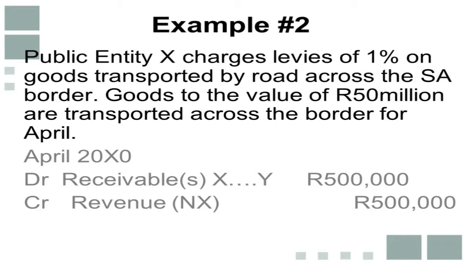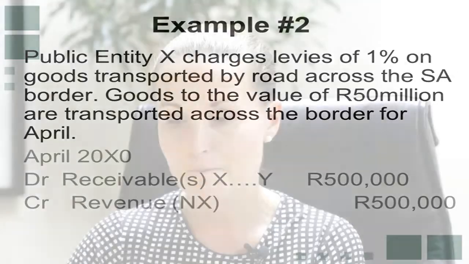Assume that for a particular month there have been goods of 50 million that have crossed the border. At the end of April, what we're going to do is debit receivables of 500,000, which would obviously be the 50 million times the 1%, and then credit revenue, which I've assumed is non-exchange. Obviously, you would have different receivables as the goods move over the border, and you would need to recognize the receivable, but for ease of illustration, I've assumed this is all happening in 1 month and just one global receivable amount.